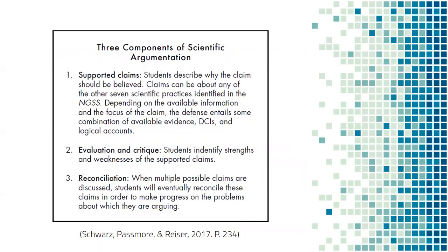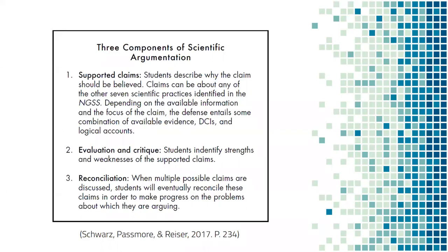To distinguish the practice of argumentation from simply providing an explanation, 3 components have been identified to characterize a scientific argument. First, students must identify a supported claim. Teachers can facilitate this process by eliciting pieces of evidence from students to support their ideas. For example, if a group of elementary students are observing caterpillars on milkweed and notice that the milkweed is disappearing from the cage, they may engage in argumentation to determine what is happening with the milkweed.